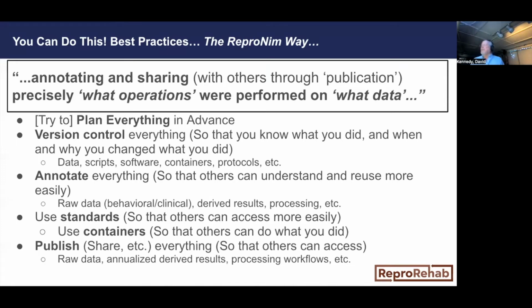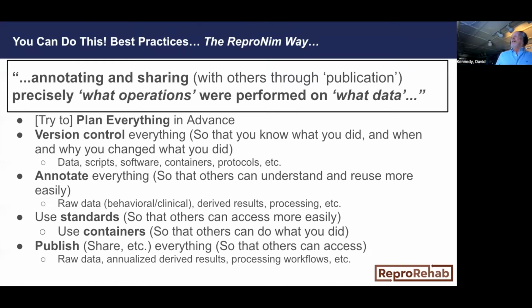Version control everything so that you know what you did and when and why you changed things, as things always do evolve. So we do need to keep track of that. And version control, we often think of that for software, but data can be version controlled, scripts, software, containers, protocols, everything that's part of the documentation and the execution of an experiment really can go through versions and should go through versions in ways that we can keep track of.